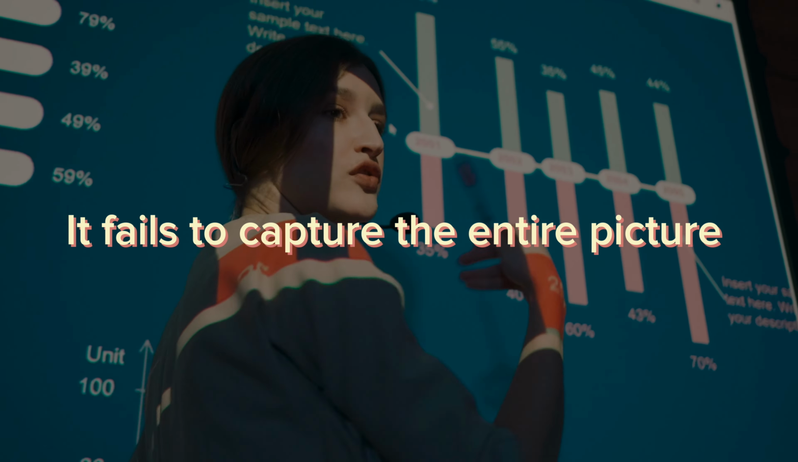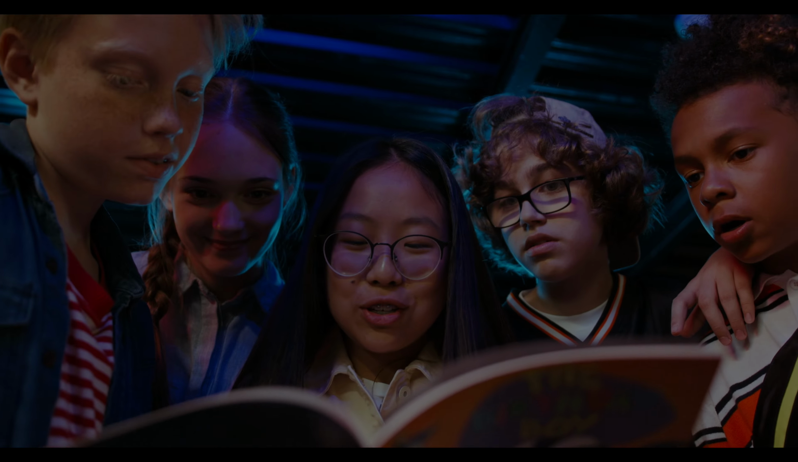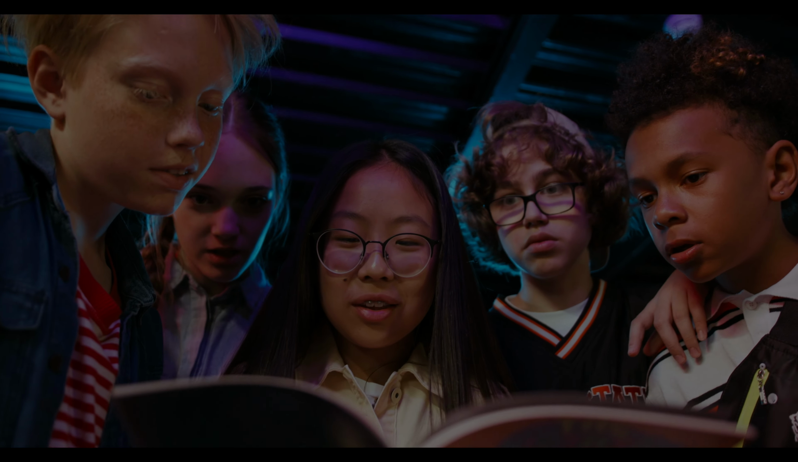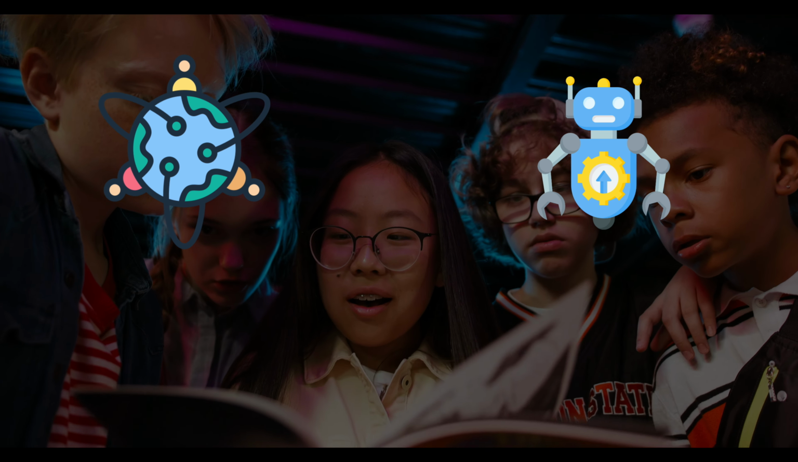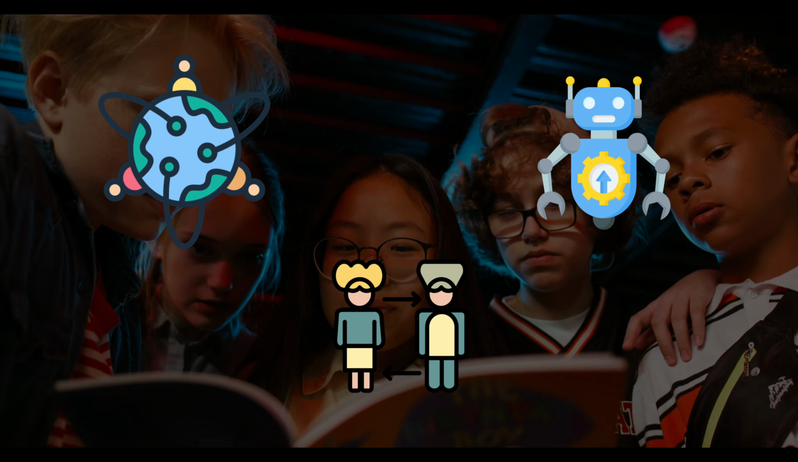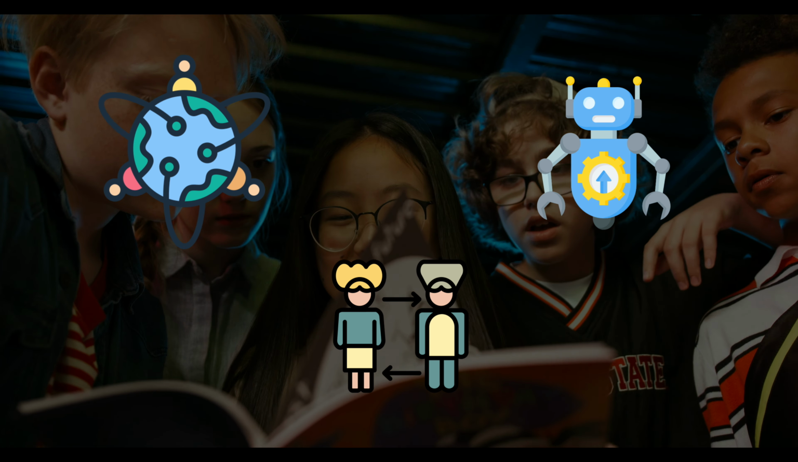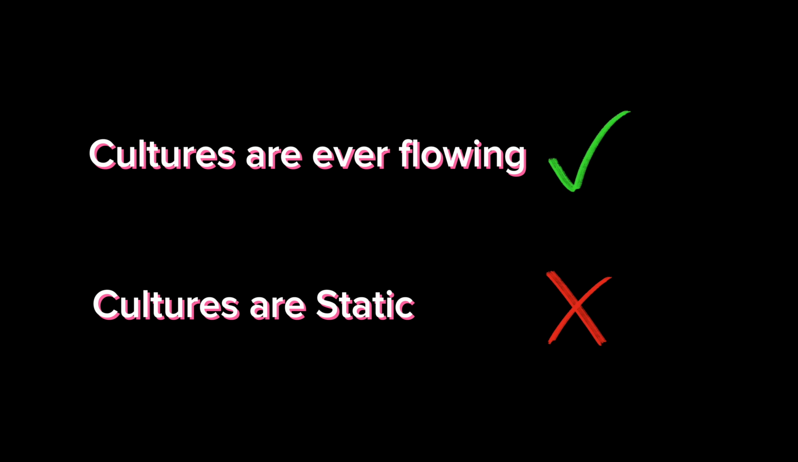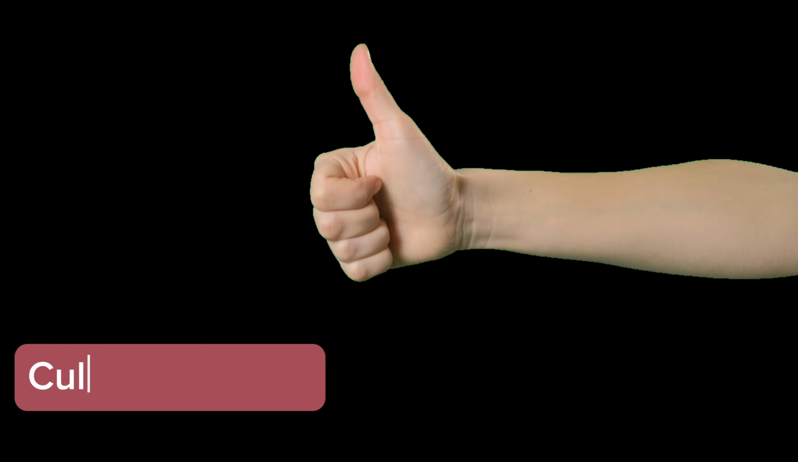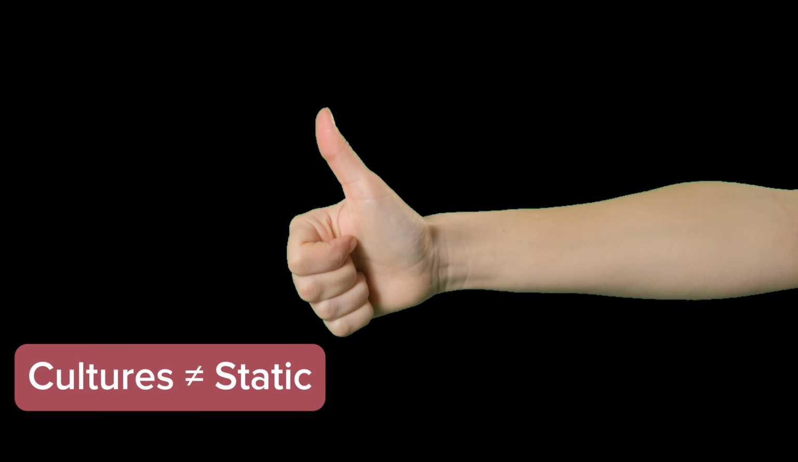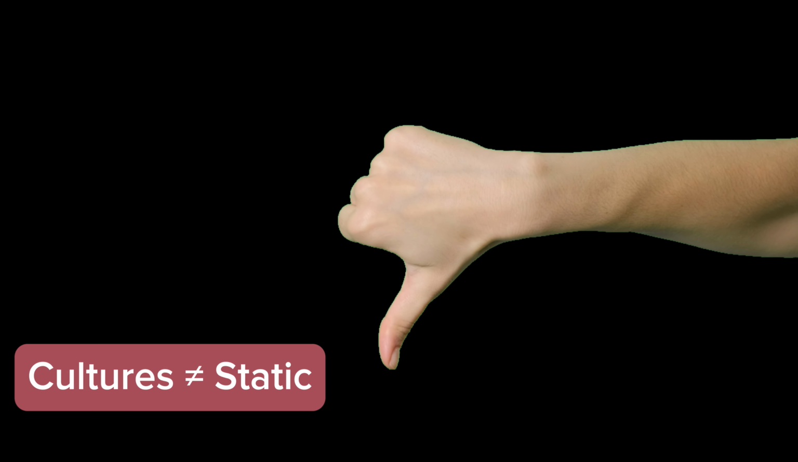Let's break it down. First up, another major limitation is the static view of culture that Hofstede's model promotes. Cultures are not fixed. They evolve over time, influenced by globalization, technological advances, and intercultural exchanges. But the theory doesn't adequately account for this dynamism, presenting cultures as relatively stable and unchanging. This can lead to outdated insights that don't reflect the realities of our rapidly changing world.